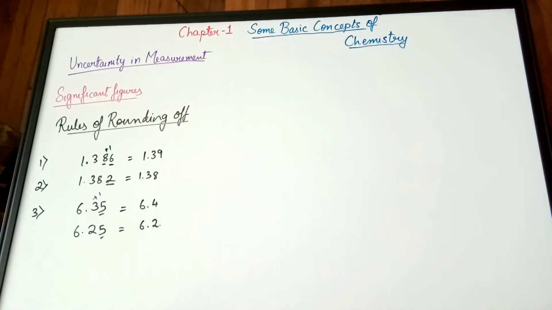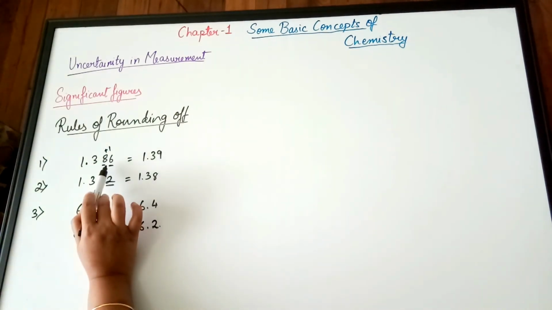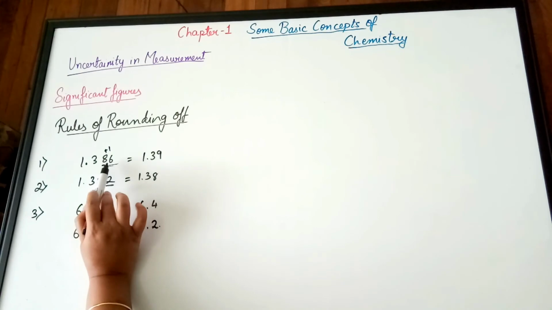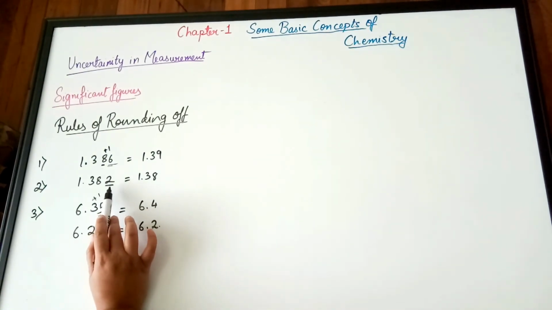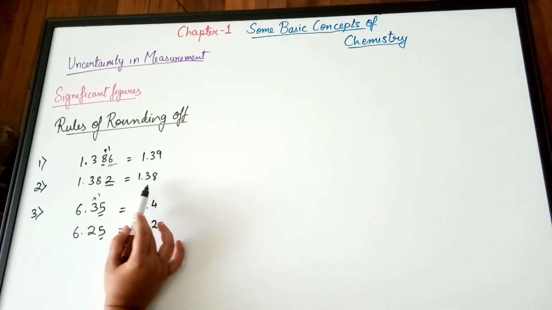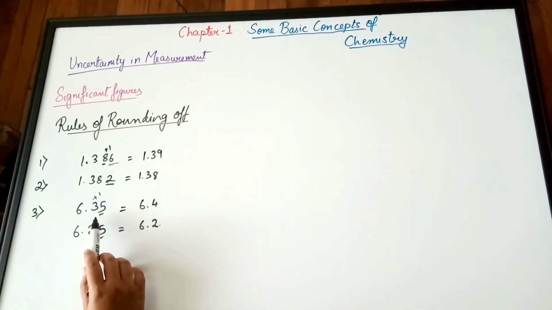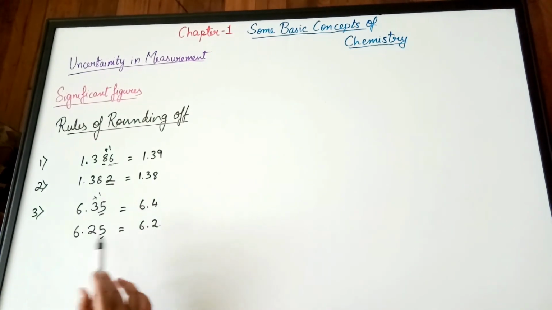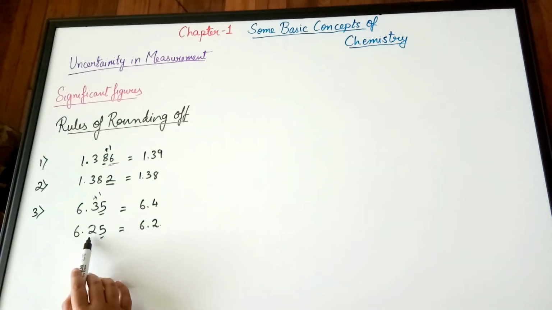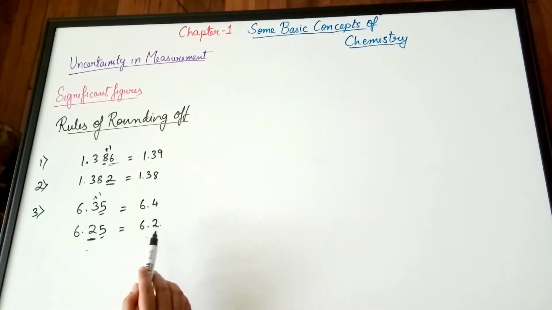So basically, if the rightmost digit is more than 5, 1 is added to the previous digit. If it's less than 5, there's no change. If it's equal to 5 and the previous digit is odd, then plus 1 is done. If the previous digit is not odd, then it stays the same. So these are the rules used for rounding off significant figures.